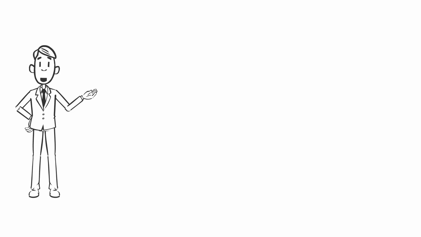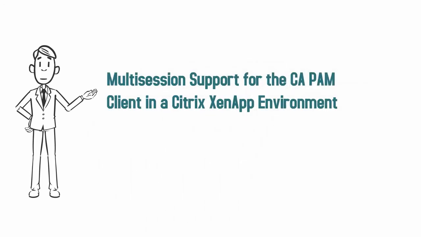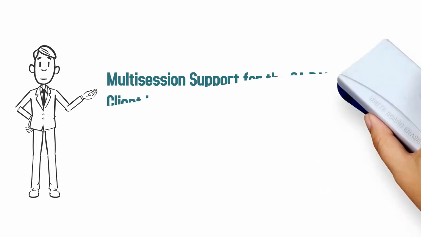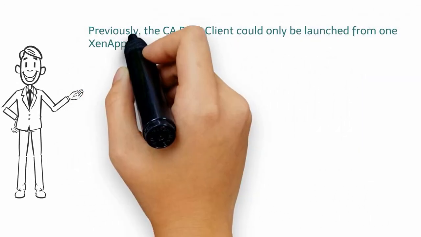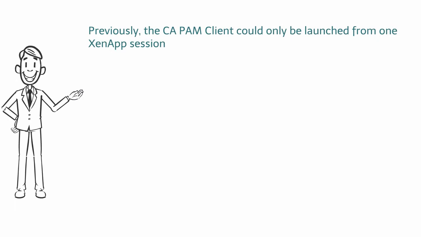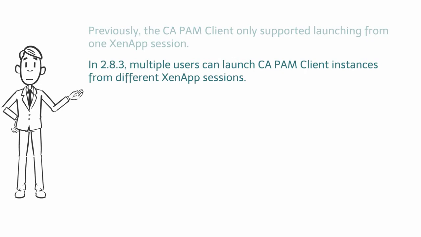2.8.3 provides three feature enhancements. The first feature enhancement is multi-session support for the CA PAM client in a Citrix XenApp environment. Previously, the CA PAM client could only be launched from one XenApp session. In 2.8.3, multiple users can launch CA PAM client instances from different XenApp sessions.